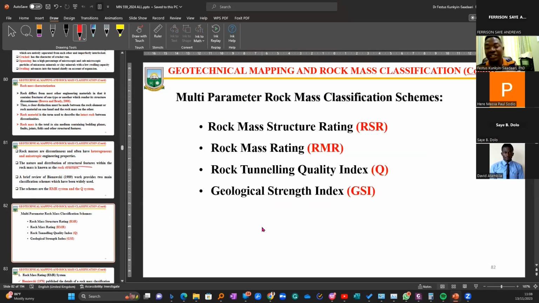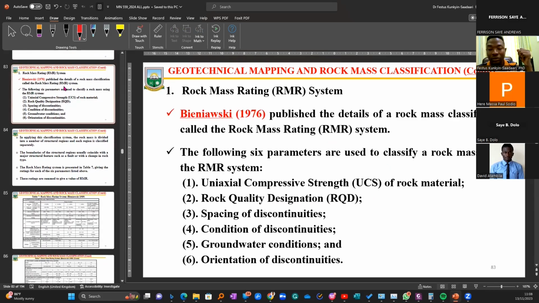So the rock mass structure rating, we have the rock mass rating, and then we have the rock tunneling quality index, which is also known as the Q system, and then the geological strength index, which is the GSI. So Bieniawski proposed the rock mass rating. For his rock mass rating, he has 6 properties that he uses in determining it. The first property is a mechanical property. So you go back to the lab, the test that was conducted, you pick the test value he needs for his test. Then there's another method that was proposed by somebody to determine the rock mass quality.